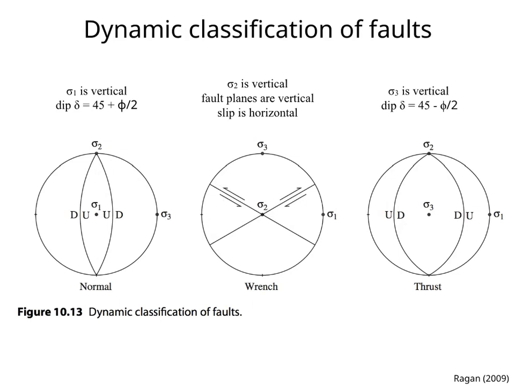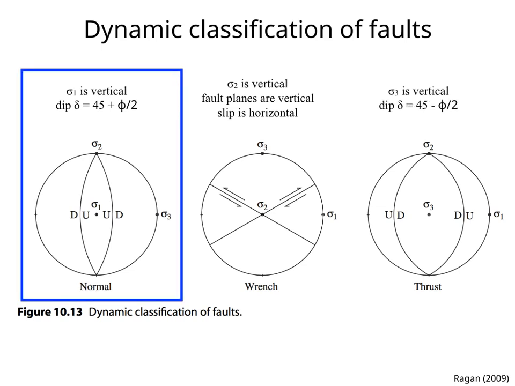The dynamic or Anderson's classification of faults is summarized in this figure, using lower hemisphere stereo-nets. Notice that for all the three fault regimes, there are two possible faults. If both of these faults are present, they are called conjugate faults. In normal faults, sigma 1 is vertical, and sigma 2 and sigma 3 are horizontal. Sigma 2 is at the intersection of the faults, and sigma 3 is perpendicular to the faults.